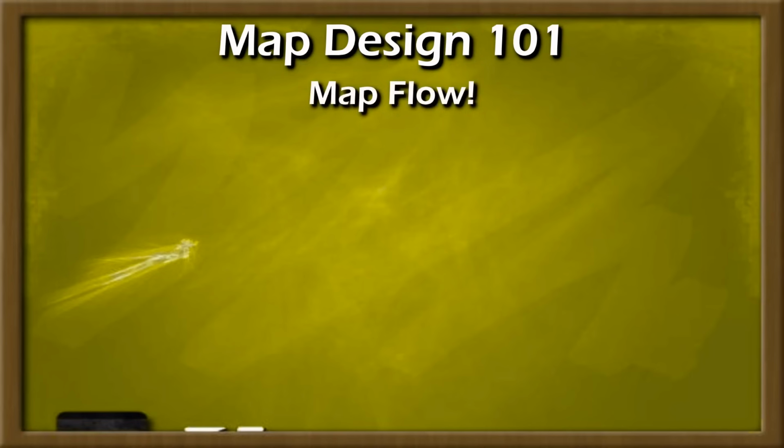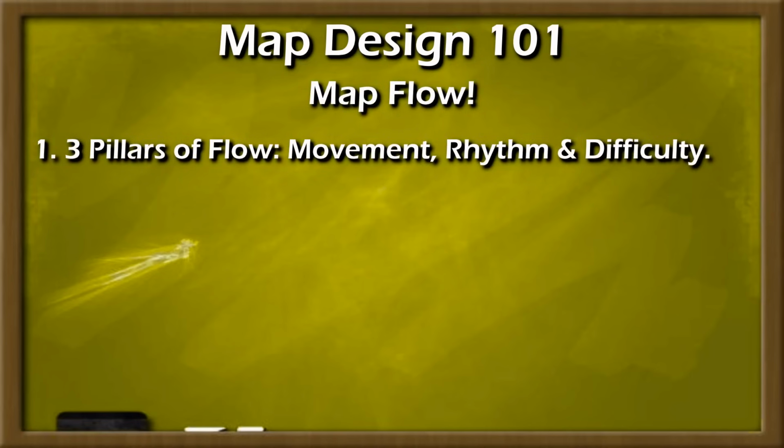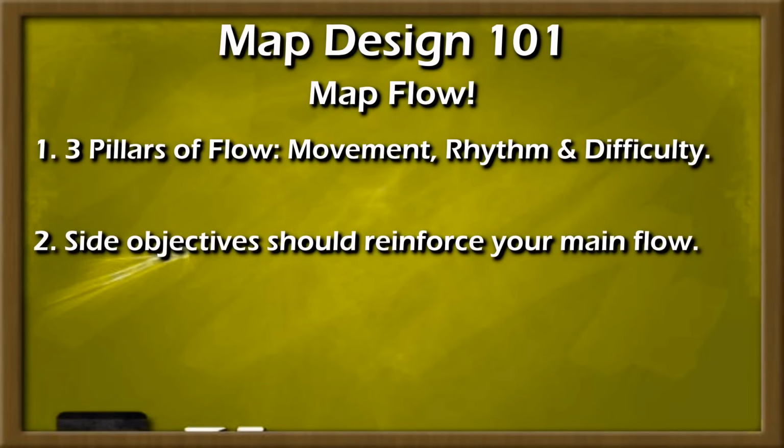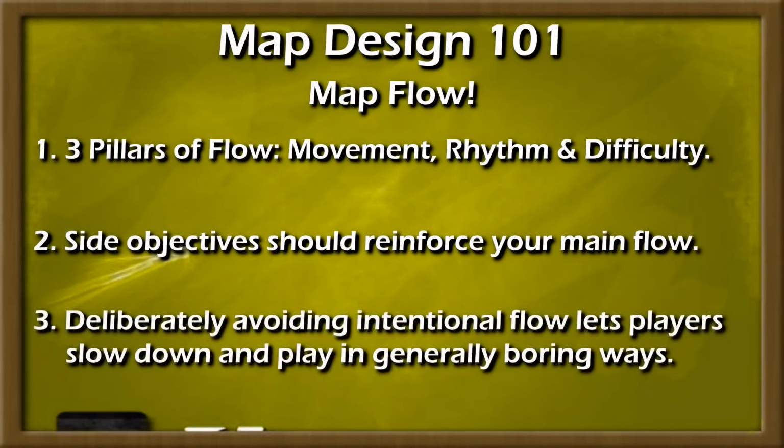To summarize, remember the 3 pillars of unit movement, battle rhythm, and difficulty. Plan your side objectives to reinforce your desired map flow and not distract from it. And be wary of deliberately avoiding intentional map flow, as most players won't tend to make things interesting if left to their own devices.